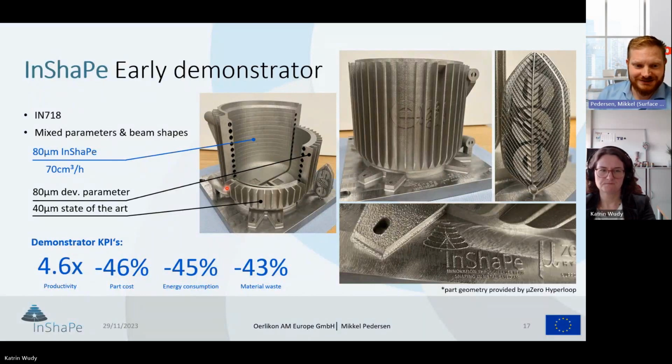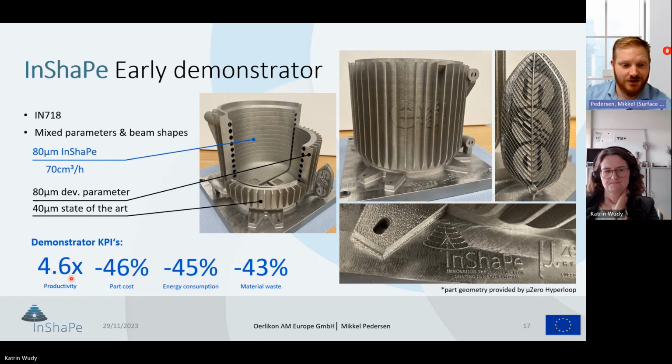The pictures of the part do not do the part justice. It looks really, really good in terms of the surface roughness and the details of the part in the printed state. And if we look at the KPIs, and these KPIs are mainly around the print process, we already achieved almost a 5-times productivity for this part. It cost almost at the 50% target that we aimed for. Energy consumption significantly reduced, and of course more waste reduction.